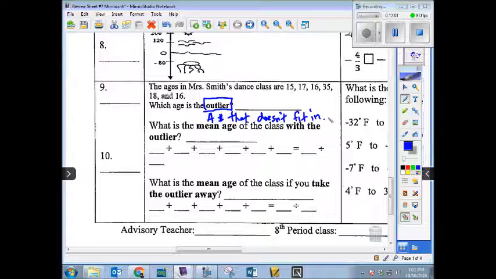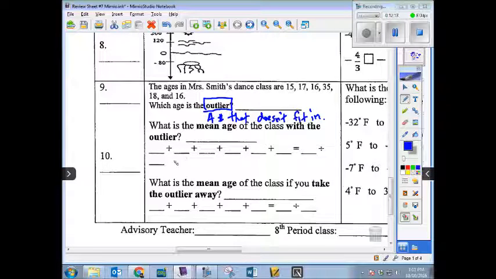Okay, that's what an outlier is. So up here we have a 15-year-old, a 17-year-old, a 16-year-old, a 35-year-old, an 18-year-old, and a 16-year-old. Which one of those, in this dance class, would be considered not fitting in with the rest? And obviously that's going to give you your answer.